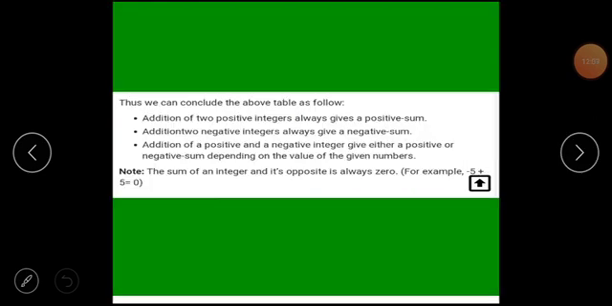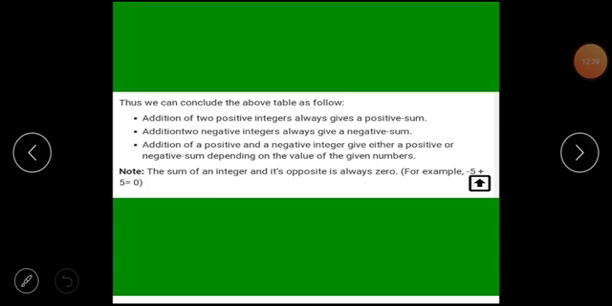Thus we can conclude the above table as follows. First, addition of two positive integers always gives a positive sum. Whenever we add two positive integers, two positive numbers, I will always get the answer in positive form.